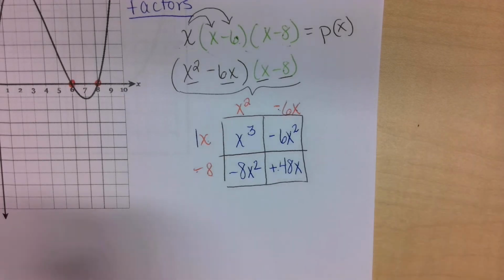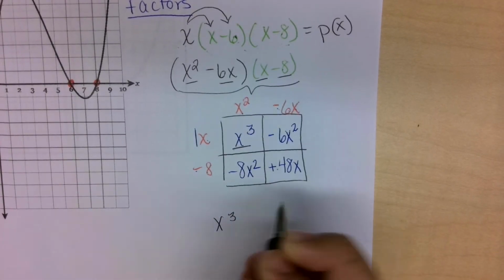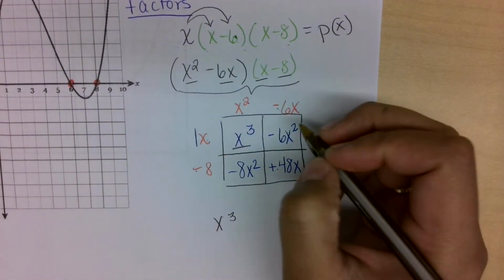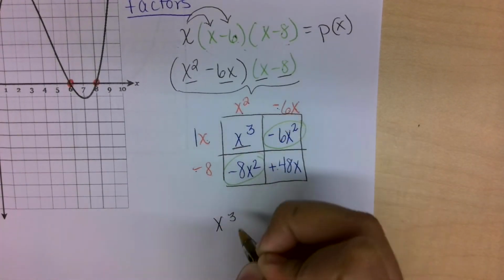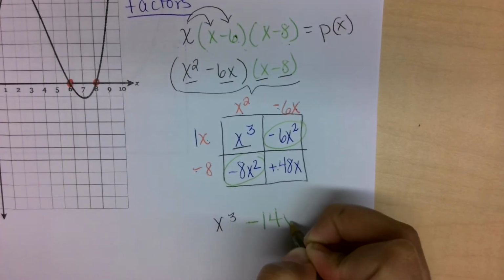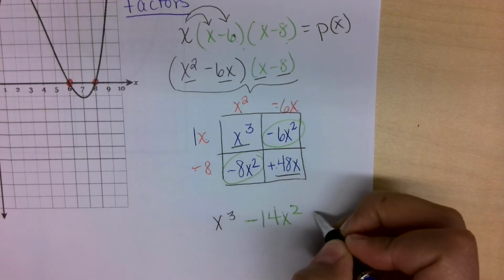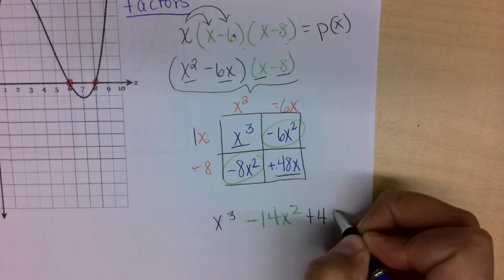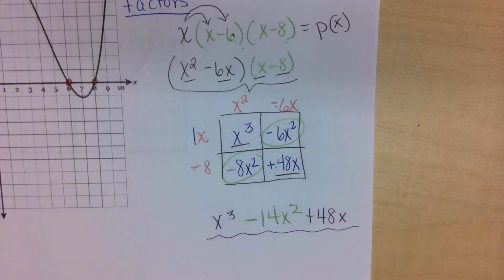So let's put it all together. We have x to the third. We have negative 6x squared and negative 8x squared, which is negative 14x squared. And then we have positive 48x. All right, so this is the polynomial that we get.